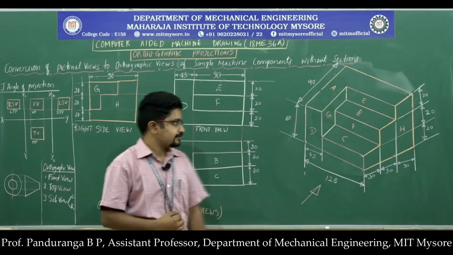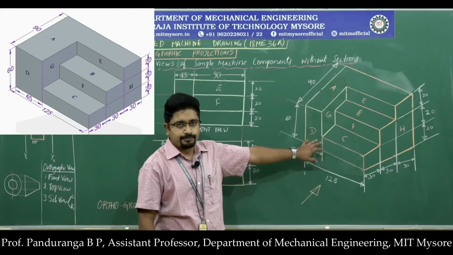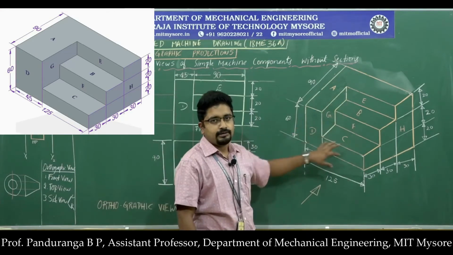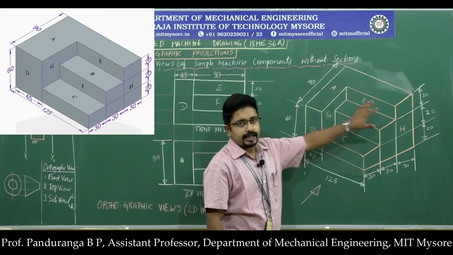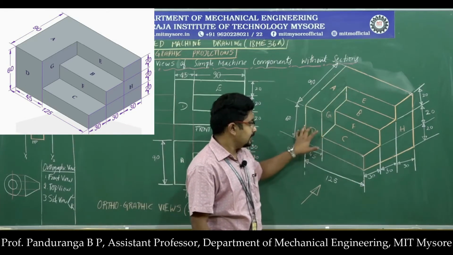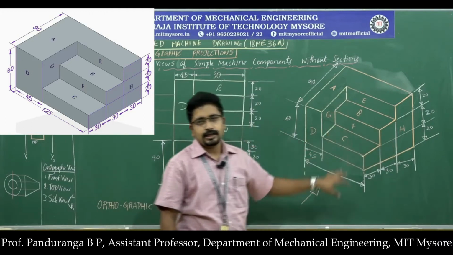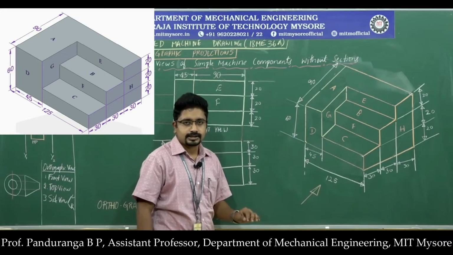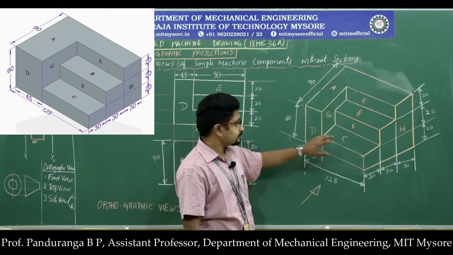Here we will start with the first problem. Here we have written the pictorial view of that problem. We can see that we have a rectangular prism with 3 steps on it, and each surface is labeled with letters A, B, C, D, E, F, G and H. These are the labels given for each surface on this object.